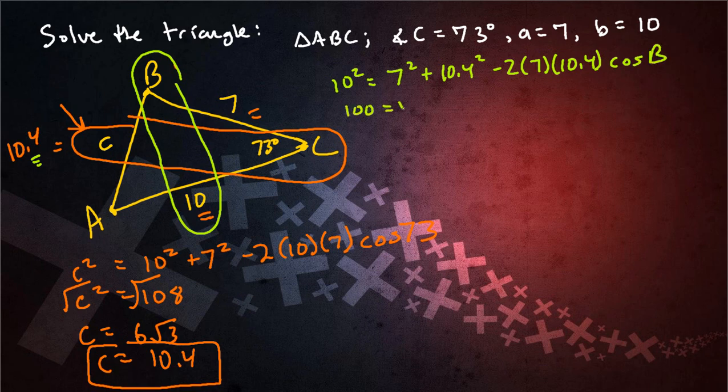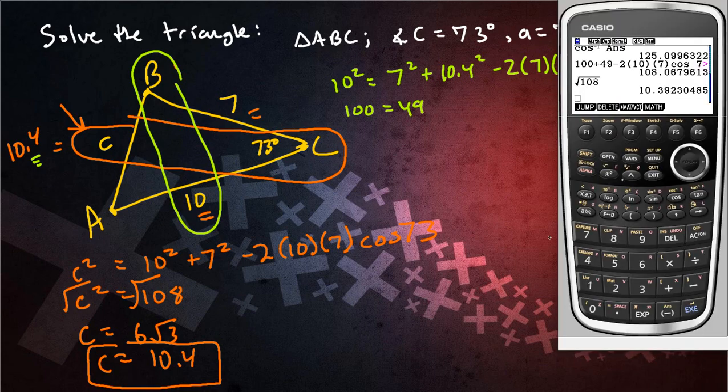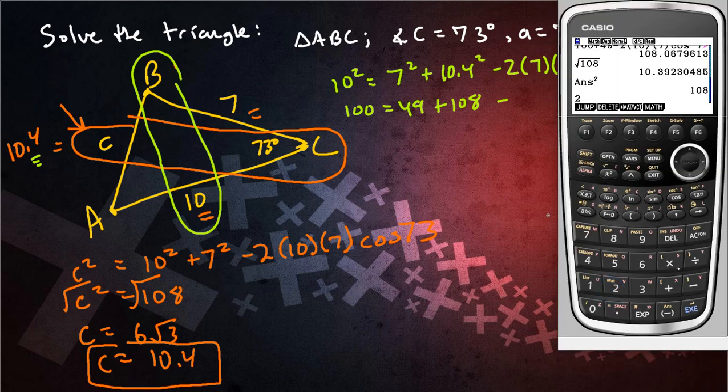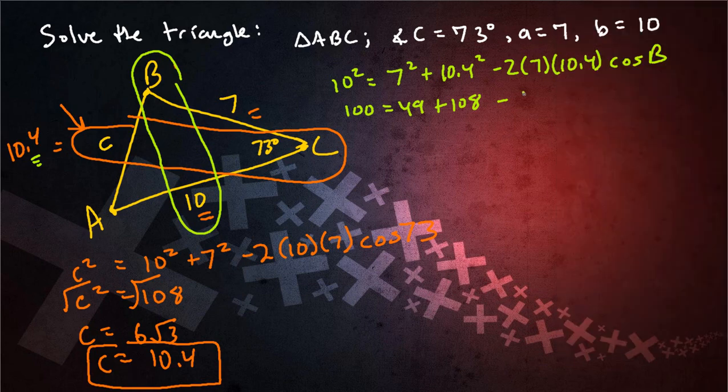So 100, 49. I'm going to square that. I get my 108 minus 2 times 7 times 10.4, 145.6 cosine B, and I'll go ahead and combine those.